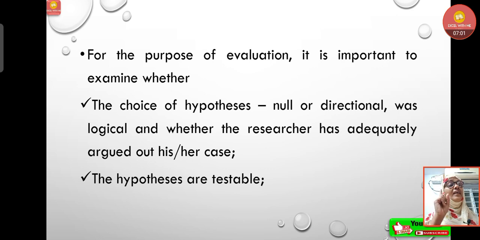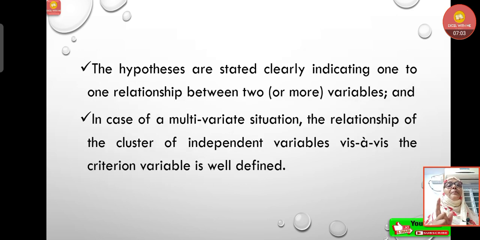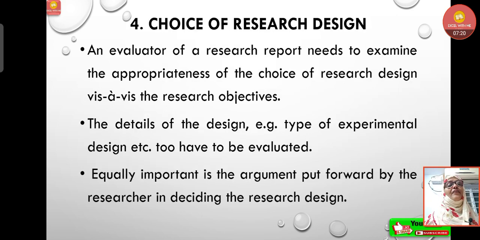The hypotheses are testable, that is very important. The hypotheses are stated clearly, indicating one-to-one relationship between two or more variables, and in case of a multivariate situation, the relationship of the cluster of independent variables, vice versa. The criterion variable is well defined.